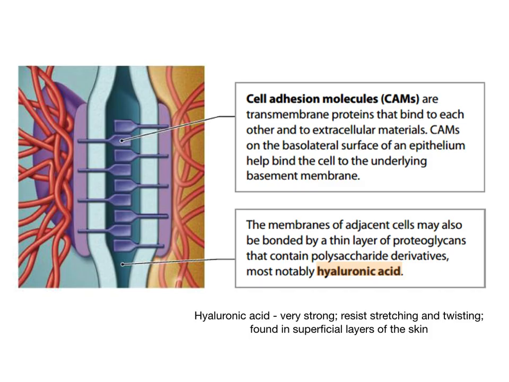notably hyaluronic acid, which I'm sure we have seen, especially females, in various beauty products. Hyaluronic acid is very strong. It helps resist stretching and twisting, and it's found in our superficial layers of the skin. So these beauty products are saying, hey, I'm going to give you more of this hyaluronic acid, and it's going to make your skin firmer, and those fine lines and wrinkles are going to go away.